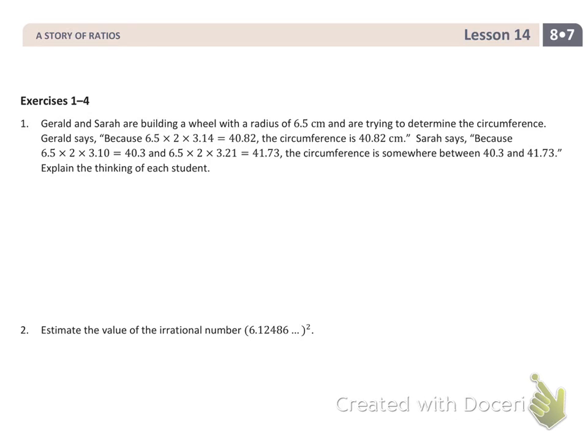All right, so let's look at number 2. Estimate the value of the irrational number 6.12486... squared. And we want to see what this is accurate to. So I'm going to give myself a little bit more room here. Okay, so my number is 6.1248 and I know there's digits that follow.